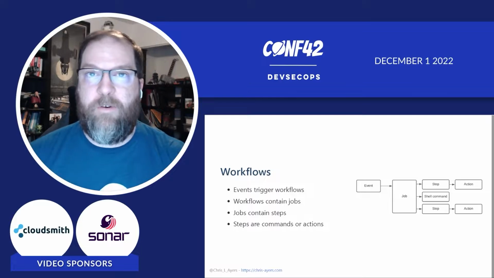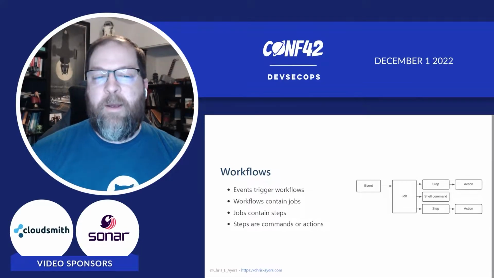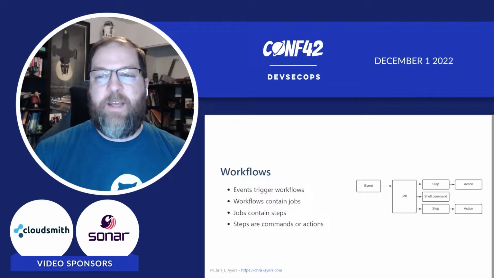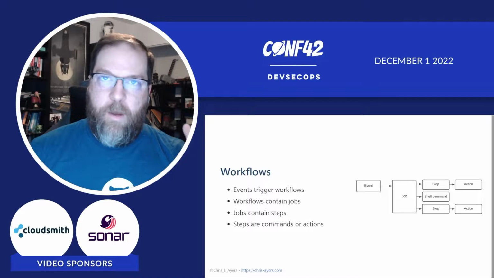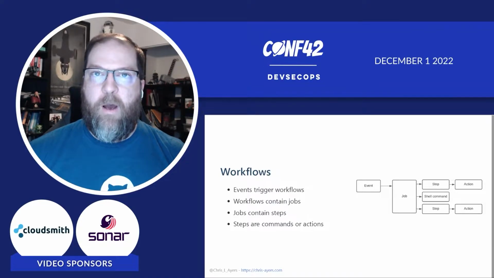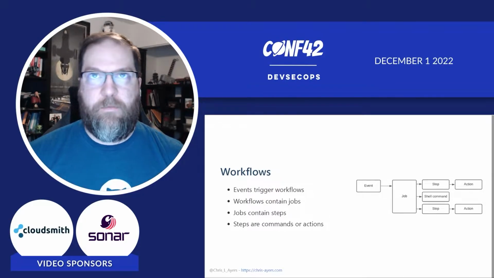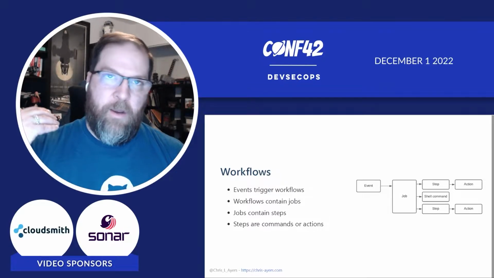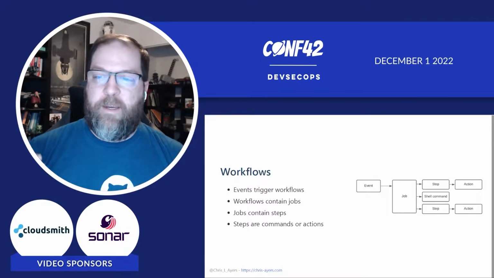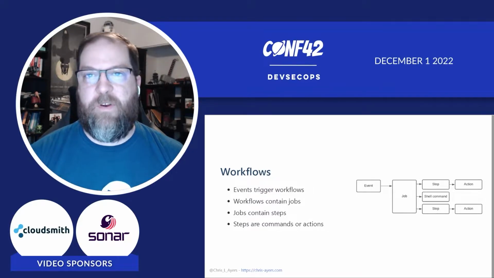Now, events trigger workflows, and I'm going to show you a big list of events. I'll probably bring it up in a moment, but a workflow contains one or more jobs. When the workflow gets triggered, a job is going to be kicked off, and that job can have one or more steps. Those can be command line steps, like a bash script. They can be actions. They can be shell commands. It could be a number of different things.